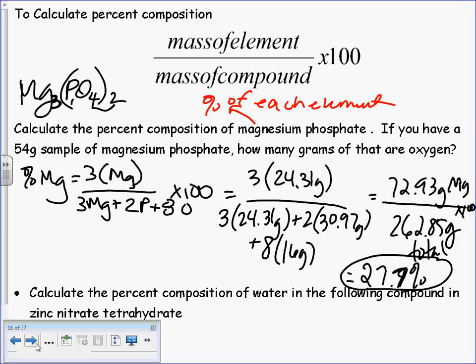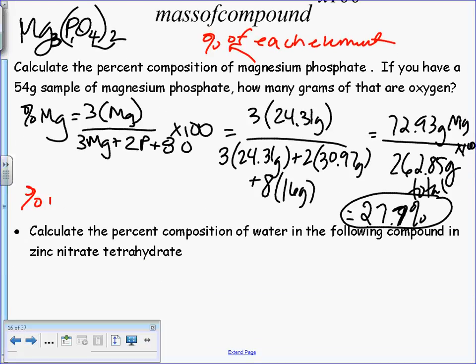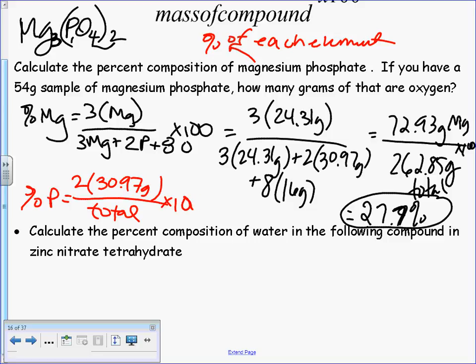We do not need to write out that much information anymore unless you feel like you need to. So tell me, how would you do the same thing for phosphorus? How would you get percent phosphorus? Tell me your setup. 2 times what's phosphorus mass? 30.97 grams over, and I'm just going to put total because we got that total previously in our calculator. So when you do that divided by your total times 100, how much do you get?